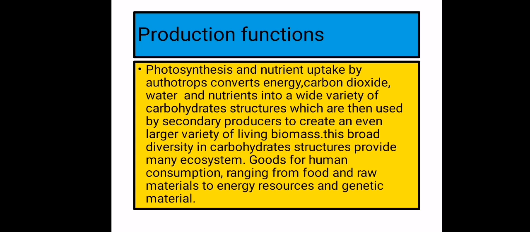Photosynthesis and nutrients uptake by autotrophs converts energy, carbon dioxide, water and nutrient into a wide variety of carbohydrates structures, which are then used by secondary producers to create an even larger variety of living biomass. This broad diversity in carbohydrate structures provide many ecosystem goods for human consumption ranging from food and raw materials to energy resources and genetic materials.